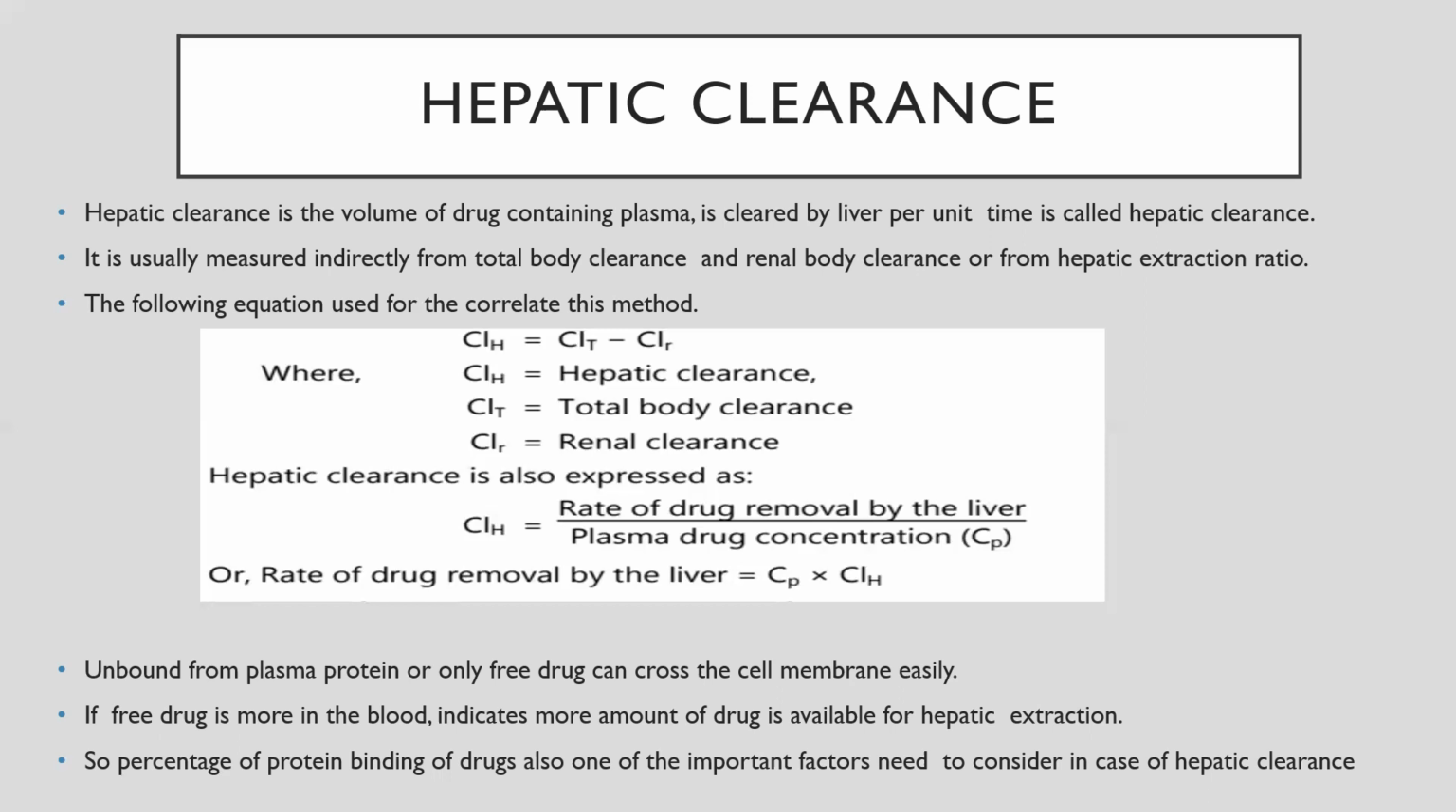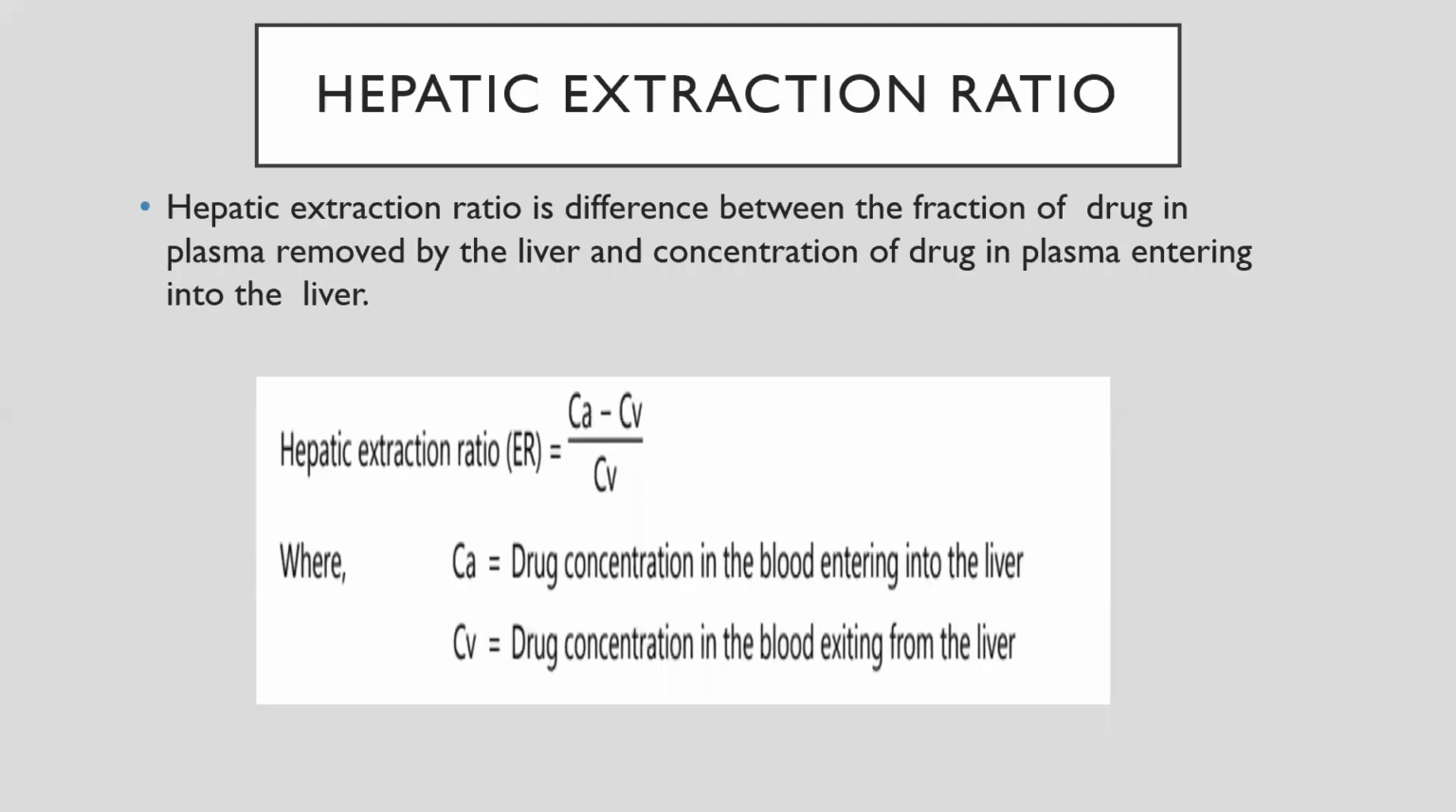How much percent of the drug binds to the protein is very important for hepatic clearance. The free or unbound drug easily crosses the cell membrane, so the more free drug is available in the blood, the more drug will be available for hepatic extraction.